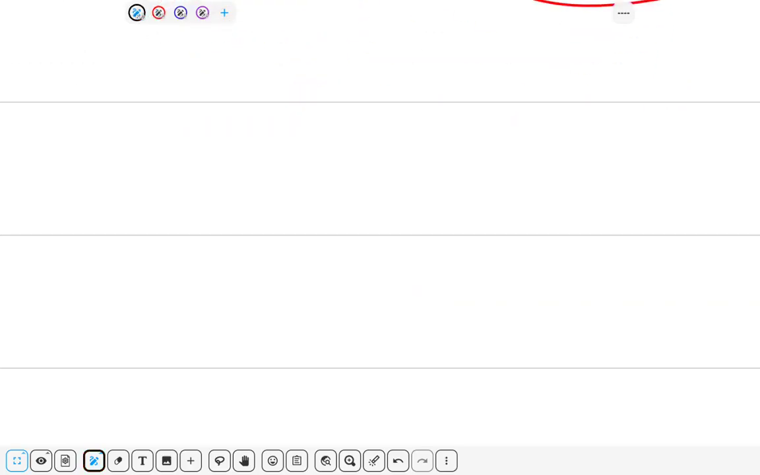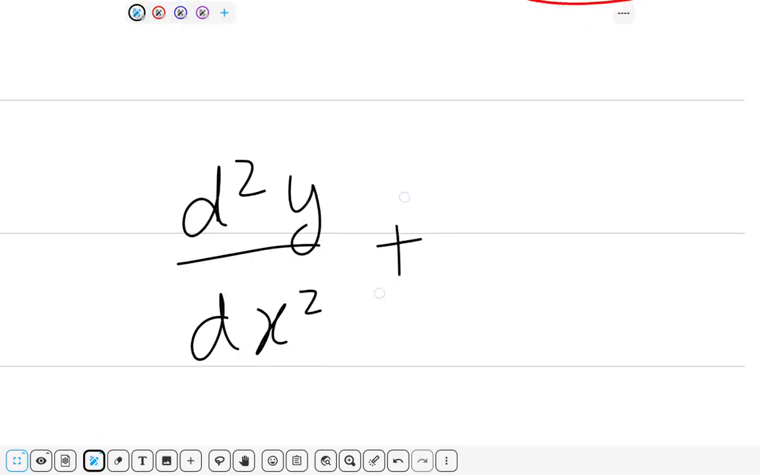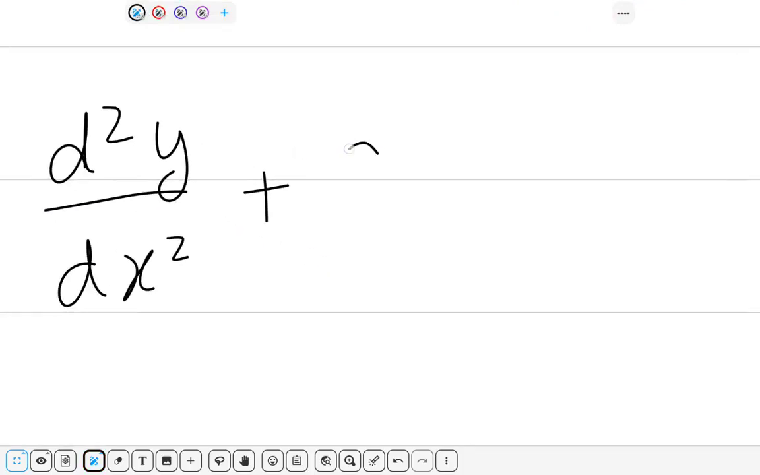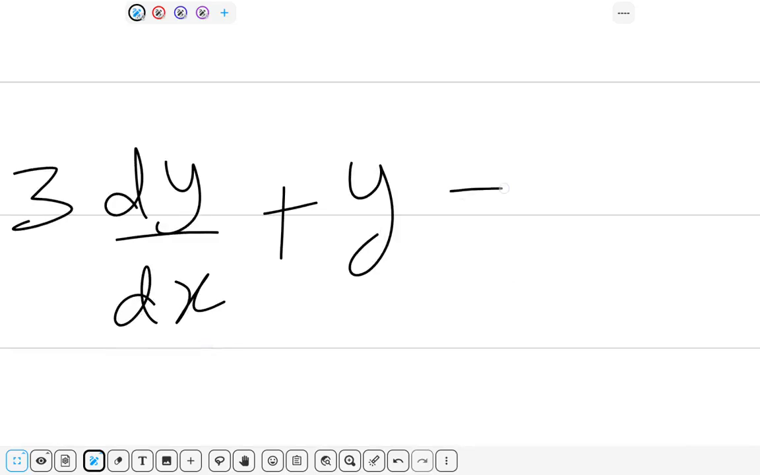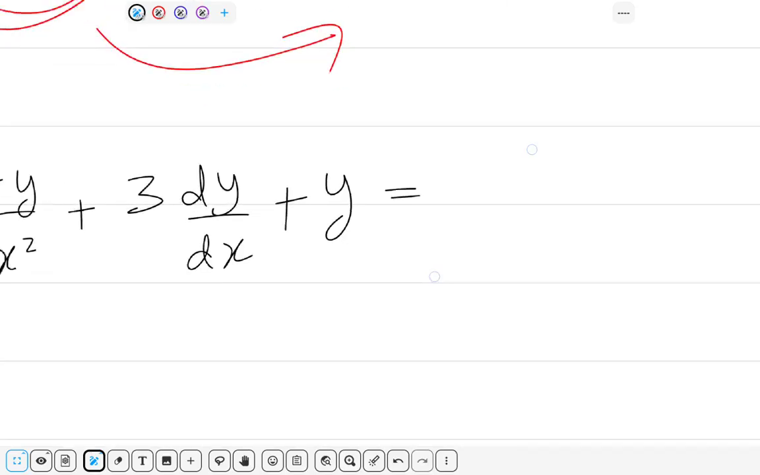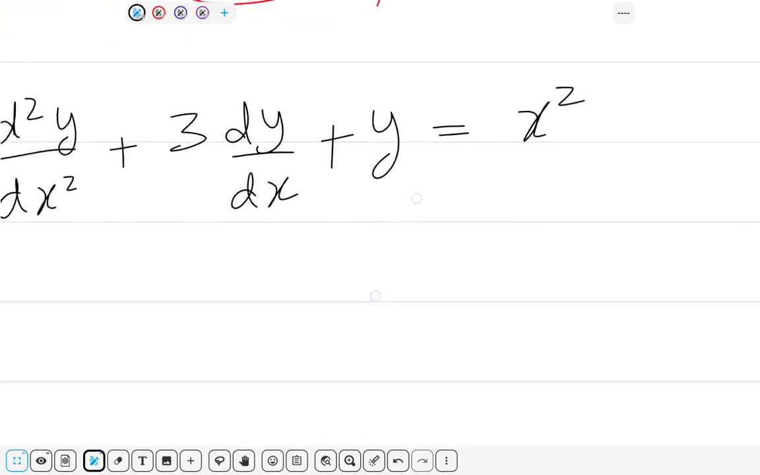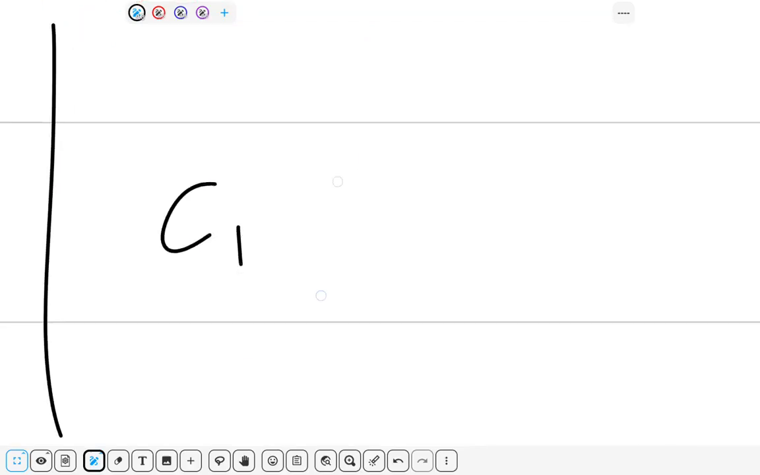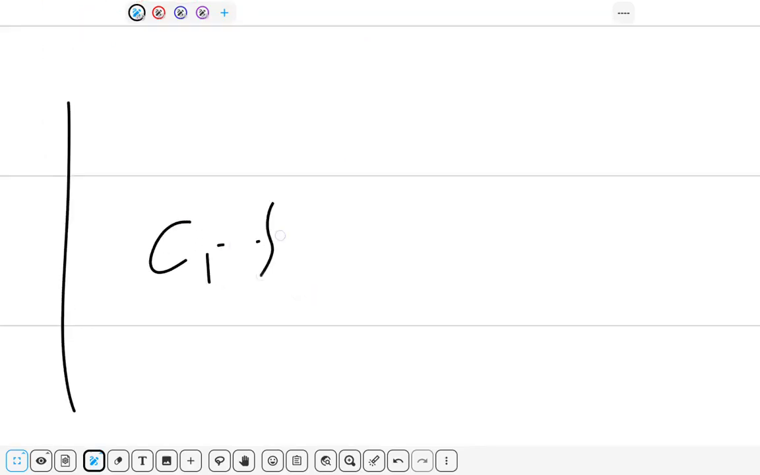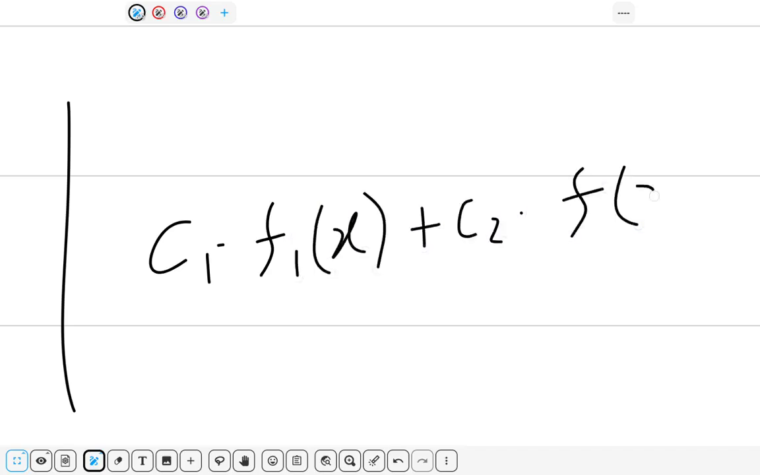So for example, suppose I have something like this: d square y by dx square plus 3 dy by dx. I am keeping everything as simple as possible. What more can be simpler than this? This equals some x square. I want to solve this, and we know the general solution will be some constant c1 times the first complementary function plus c2 times some other complementary function.